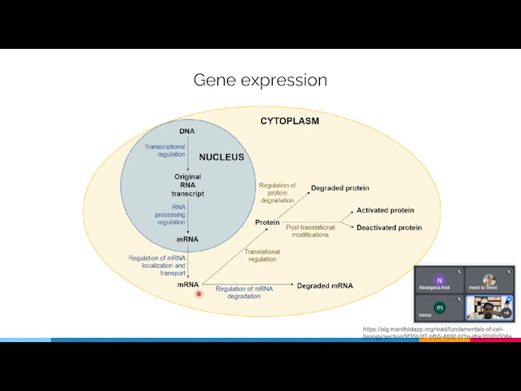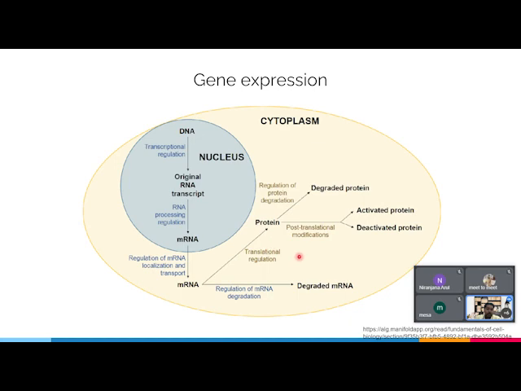Next, we have translation. The ribosome sits on top of the mRNA and forms a protein. Here also regulation can occur, which is known as translational regulation. And finally, after a peptide is synthesized, it undergoes post-translational modification to form an activated protein. Post-translational modification is also a very important step which regulates the activity of the protein.